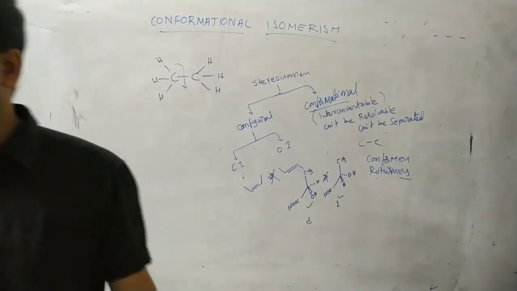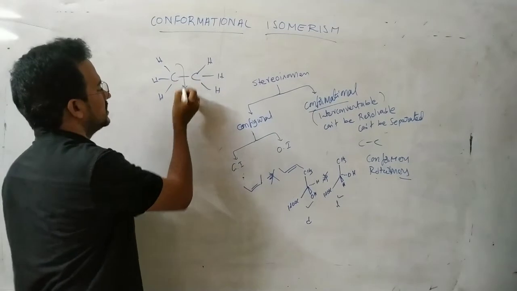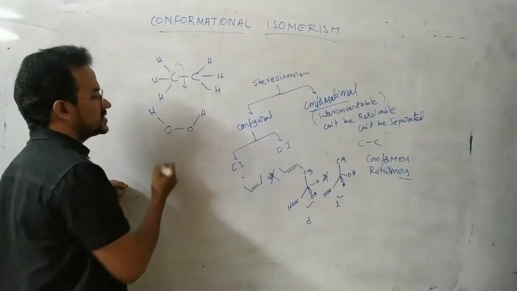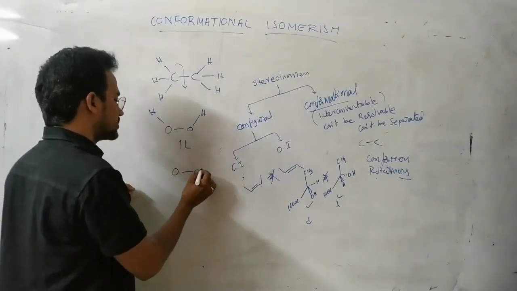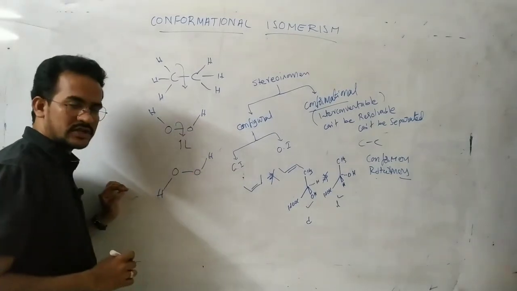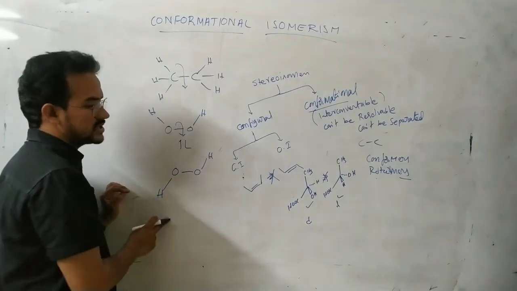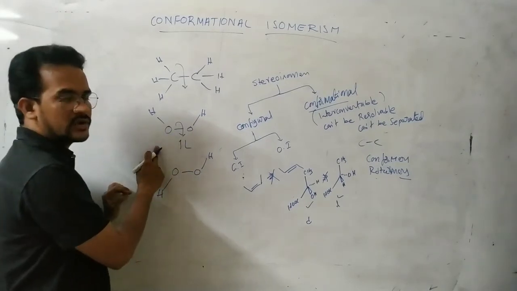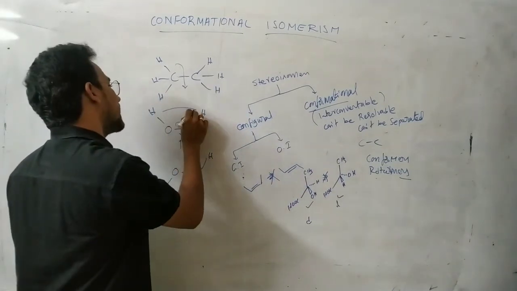What is the condition to exhibit conformational isomerism? One is free rotation, and at least 3 bonds must be present. Suppose this is H2O2. Here another conformer is also possible. About the oxygen bond rotation, we can have this orientation also. This is one type of spatial arrangement of the hydrogen atoms, where these two bonds are exactly eclipsed.